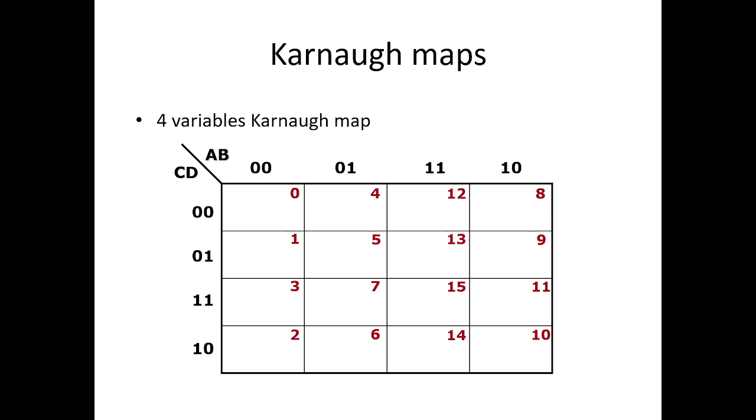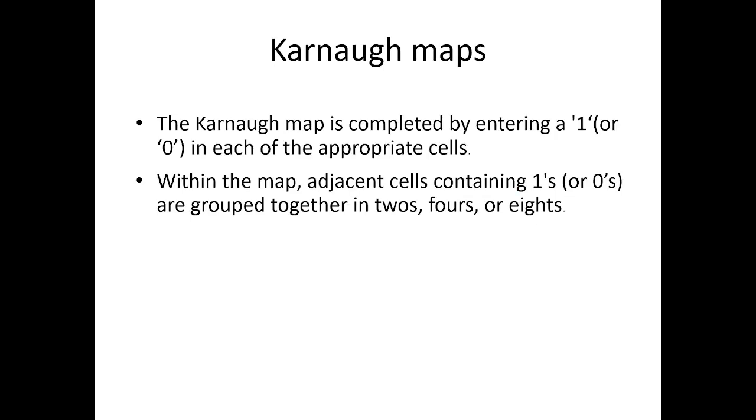Likewise we can draw the 4 variable Karnaugh map. 4 variables means the cells are 2 to the power 4, so totally 16 cells. So we have 4 columns and 4 rows. The column variables are A, B, and we can represent 00 to 11. The row variables are C, D, and we can represent 00 to 11. The cell values are 0 to 15. We can represent the binary values from 0 to 15 in a 4 variable Karnaugh map.